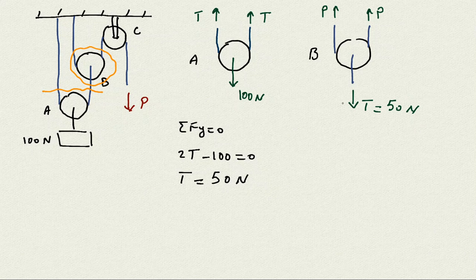The same. So if I go ahead and write the sigma Fy equal to 0, what I have is 2P minus 50 newton is going to be 0, and therefore the P would become 25 newton. So if you look at this system, we could simply have the 25 newton, and by that 25 newton hold the 100 newton weight. It basically uses half of that force to get to it.